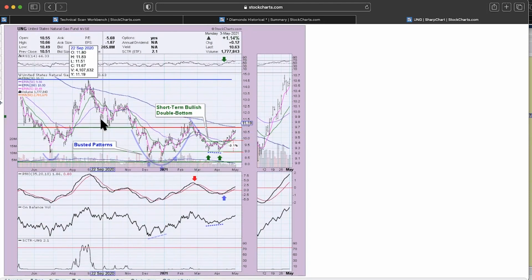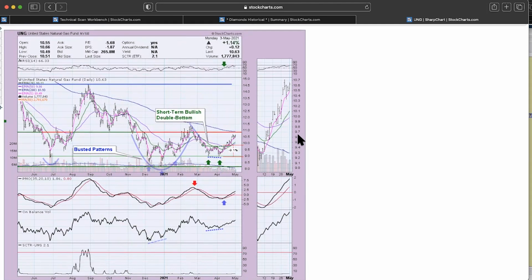But we do get these busted patterns. There's a busted cup and handle, a busted double bottom, and then a busted triple bottom. And we see this a lot. So we want to be very careful. And right now, though, and back here, it was really set up a lot better than we'd seen it in some time. So far, I think natural gas is just fine right now.